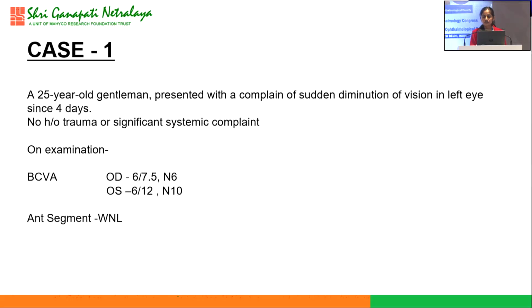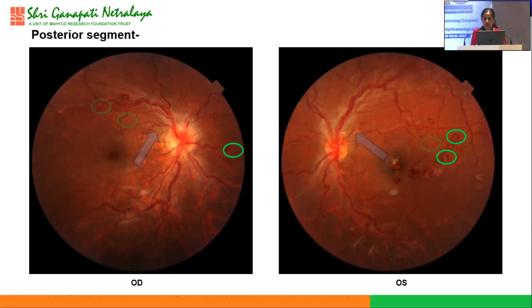A 25-year-old gentleman presented to us with a complaint of sudden diminution of vision in the left eye since 4 days. There was no history of trauma or any significant history. The vision in the right eye was 6/7.5, whereas in the left eye it was 6/12 and 10. The anterior segment was normal, but in the posterior segment we could see dilated tortuous veins along with multiple white-centered hemorrhages.